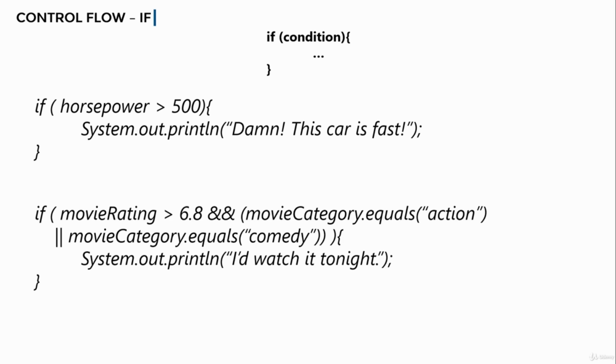If the movie's rating is greater than 6.8 and the movie category is action or comedy, I say I would watch it tonight. The movie's category is in parentheses because the AND operator has higher precedence than the OR operator. Like in math, multiplication has higher precedence than addition or subtraction.